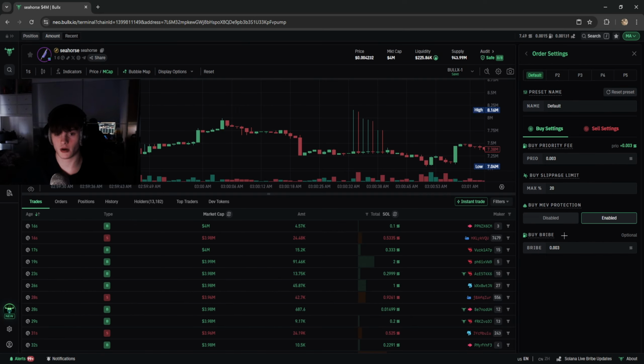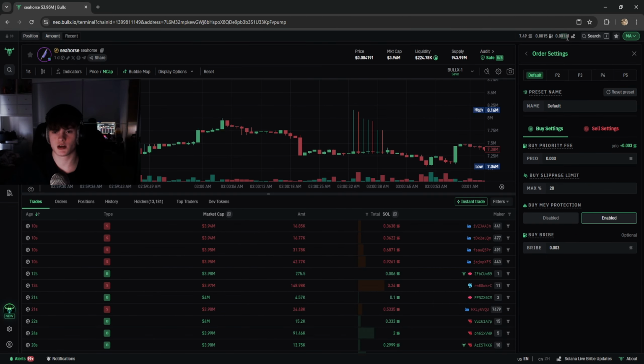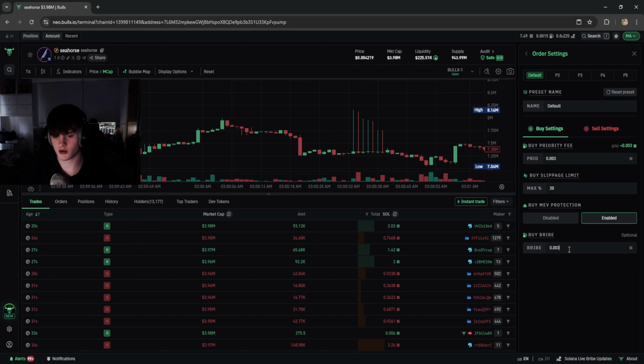Next thing is bribe. You can see the recommended bribe up here. It updates every single minute. It's pretty much letting you know how congested the Solana network is. So if there's insane volume, you'll probably have to up this a little bit. Usually you can use 0.03, you can even use 0.01, or all the way up to like that. But so that's all for the buy.